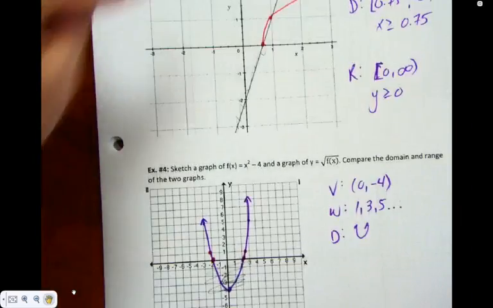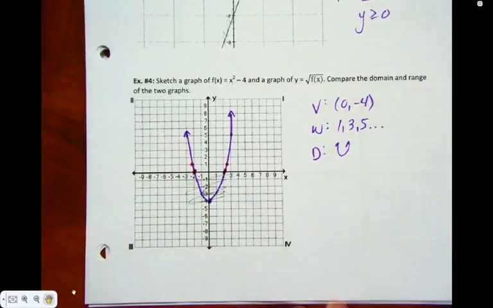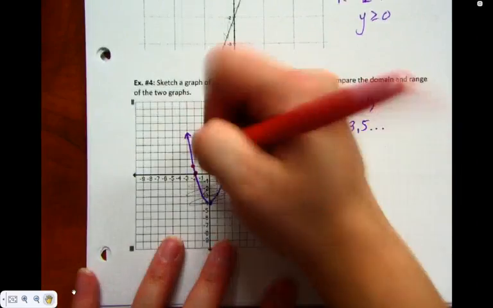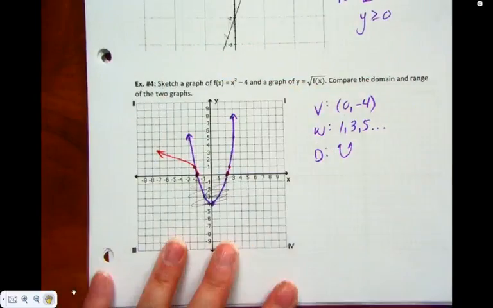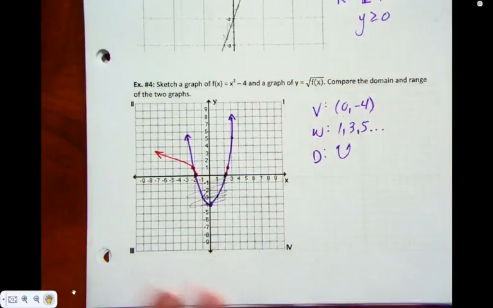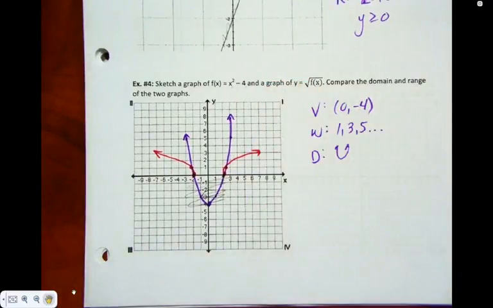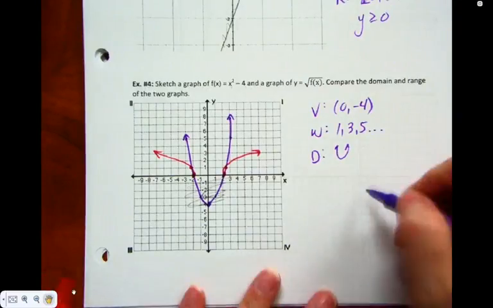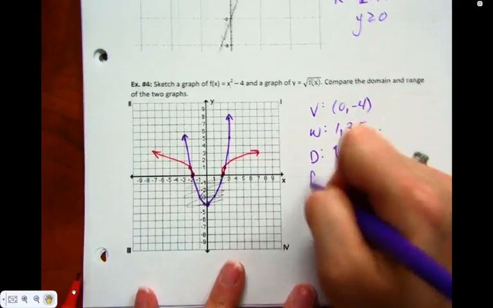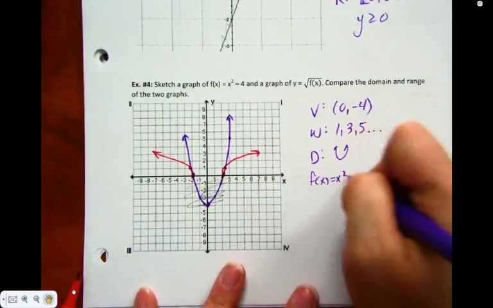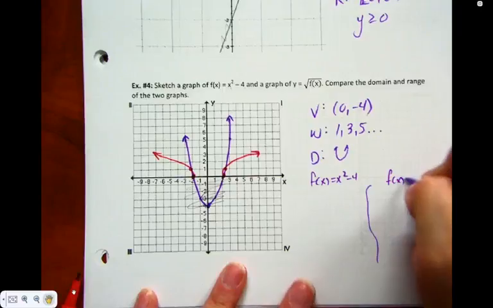What's going to be the difference between a linear radical graph and a quadratic radical graph? A double swoop. This one's going to swoop to the left, and the other side, swoop to the right. There's what a quadratic radical graph looks like. Double swoop. It says compare the domain and range. So we'll first do the parabola. Then we'll do the square root of the parabola.